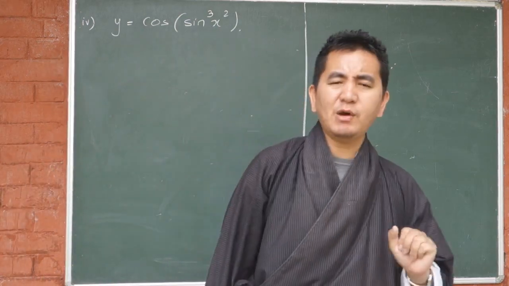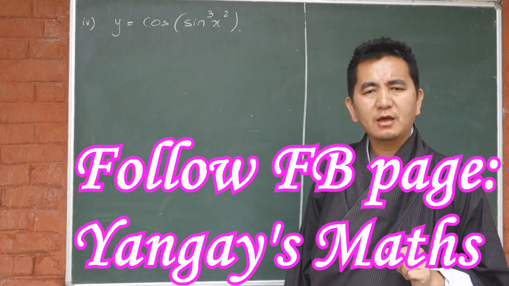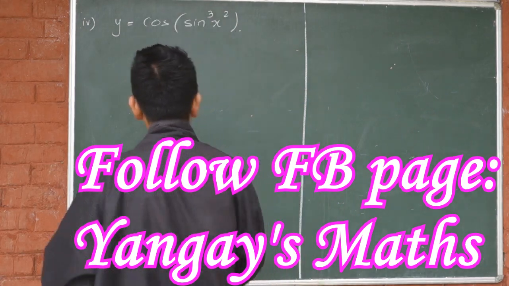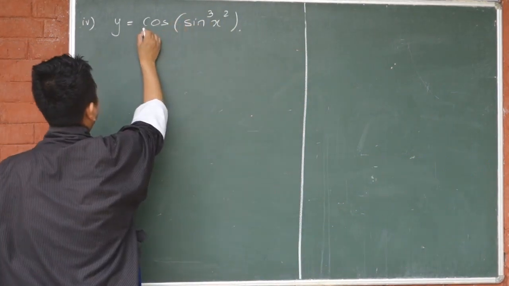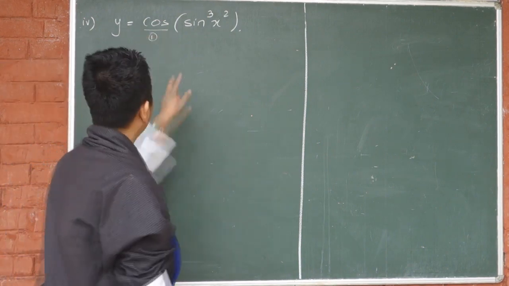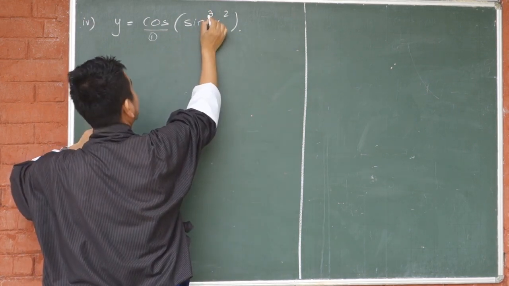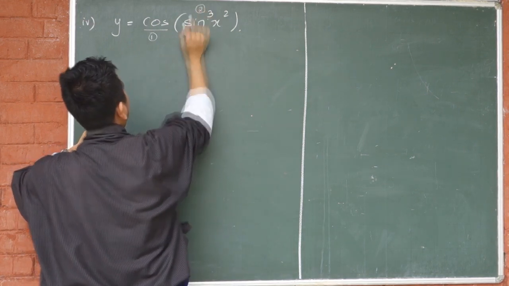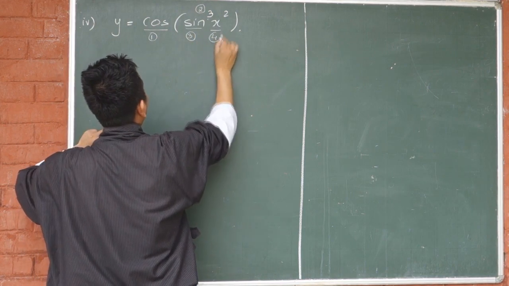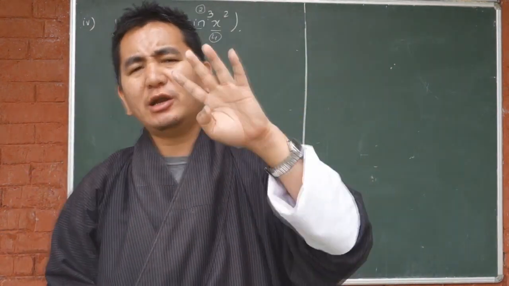So let's go with Roman number 4. Now, tell me how many functions are here in this case. I'll give you a second. How many functions here? In this case, this is the outermost function. Take this one as number 1. But when it comes to this angle, this part becomes the second function. Sine becomes the third function, and the angle, the last one, becomes the fourth function. How many functions here? 4 functions. You need to differentiate 4 times.